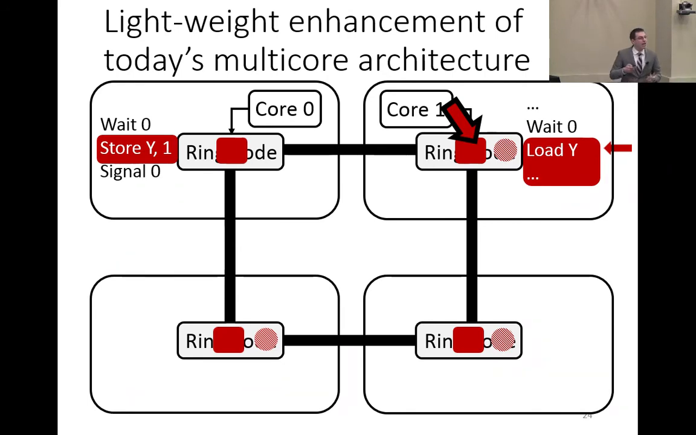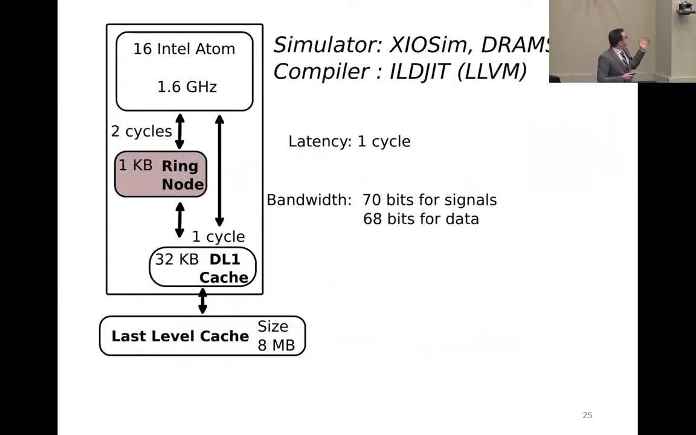To do that, I built a simulator, and I simulate 16 Intel Atom cores. I configured the memory hierarchy in the same way we can find in today's systems, and I add just 1 kilobyte of ring node per core. Notice that the size of the ring node I'm proposing to add to this chip is 32 times smaller than the private L1 cache we have. In this configuration, we have a 98% hit rate, which means 98% of the time, when a core asks for either a synchronization signal or data generated within a sequential segment, it will find it locally.